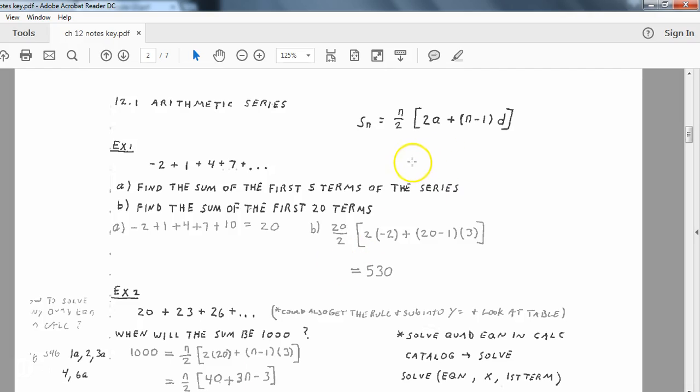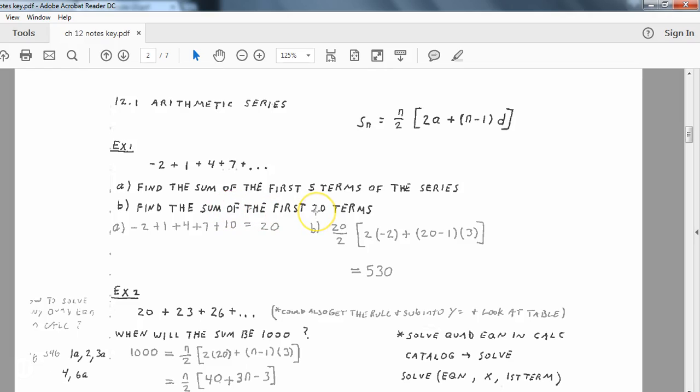So going back to our notes, part A, find the sum of the first 5 terms of the series. Notice that you could do this without a formula. Right? I don't need a formula to find the sum of the first 5 terms. Obviously, if I continue the pattern here by adding 3 every time, I know the 5th term is 10, and so I could just add those 5 terms by hand and get my sum that way. And that works, and that would work for part B as well.